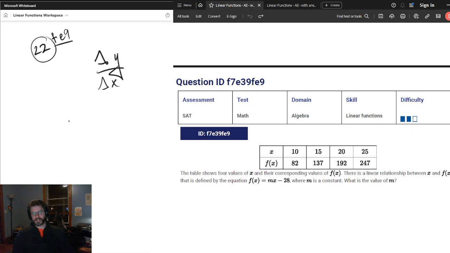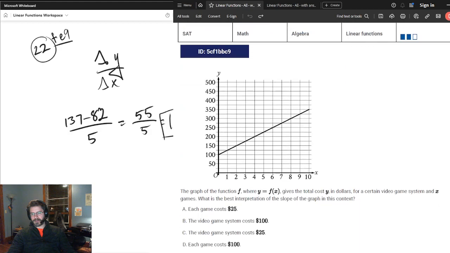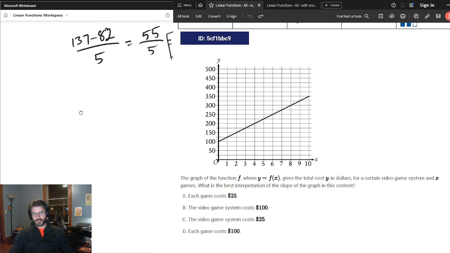Always start with your definitions. So change in y, 137 minus 82, over change in x, which is just 5 in this case. That's easy enough to calculate just by looking at it. 130 to 80 is a change of 50, and 7 to 2 is another 5, so 55 over 5 is 11. And again, you are allowed a calculator on this test. You do not have to do it in your head, but I'm choosing to.